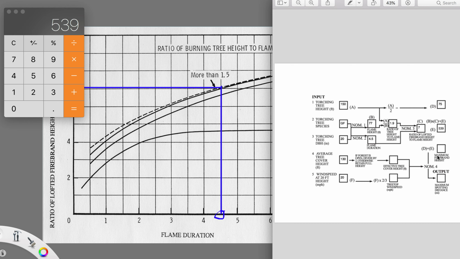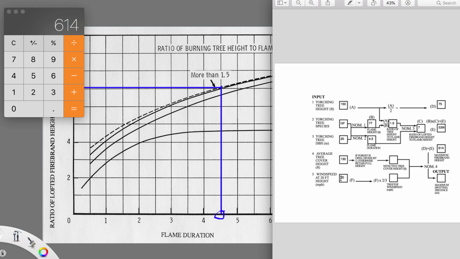Now, to get our maximum firebrand, we're going to add half the height of the tree, with the idea being that if the firebrands are ignited and they start lofting from somewhere on the tree, probably halfway up to the top, it accounts for that part of the tree. So we'll add 75 to that. And that's going to give us our maximum loft height.